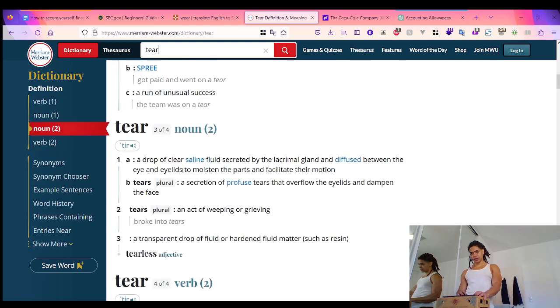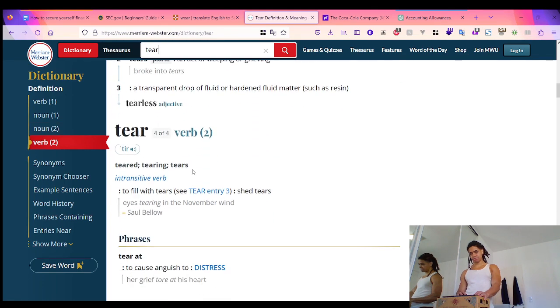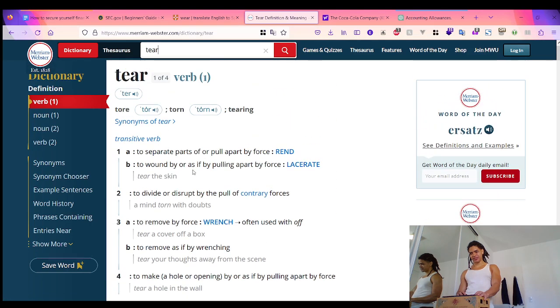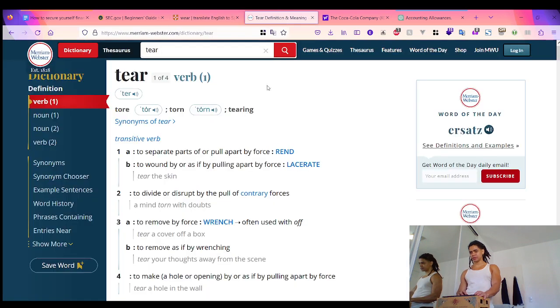As a noun, a drop of clear saline fluid. Tears. Tore, tore, tear, tear. Okay, depending on the pronunciation. Tear, tear. No, it's tear. Tear down.